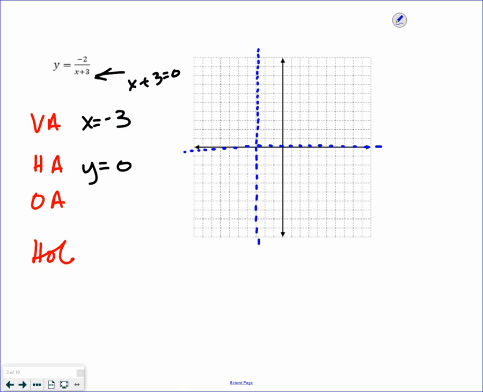Since the degree of the top is not bigger than the bottom, you don't have to worry about the oblique asymptote. Nothing cancels, so you don't have to worry about the hole. Now it's a matter of getting one point in a region to go ahead and graph this.